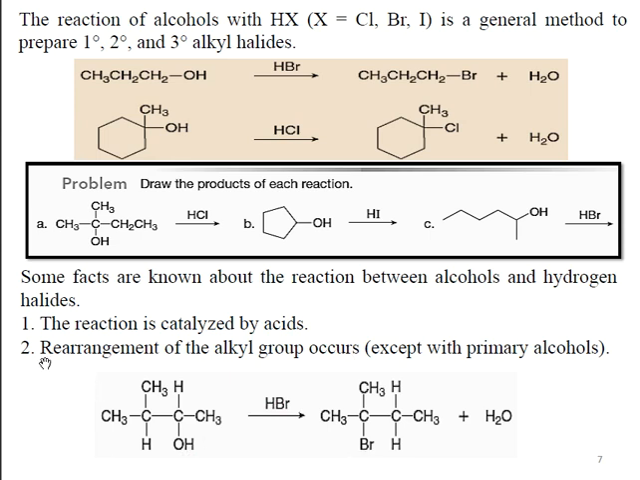Then the rearrangement of the alkyl group occurs. Maybe the rearrangement will happen for the alkyl group. Look at this, the hydroxyl group here is bonded to the secondary carbon. This is a secondary carbon, but the Br does not come to here, it comes to here. Why? Because there is a rearrangement during the mechanism of the reaction, and it will give you a different product, not the product you would decide.